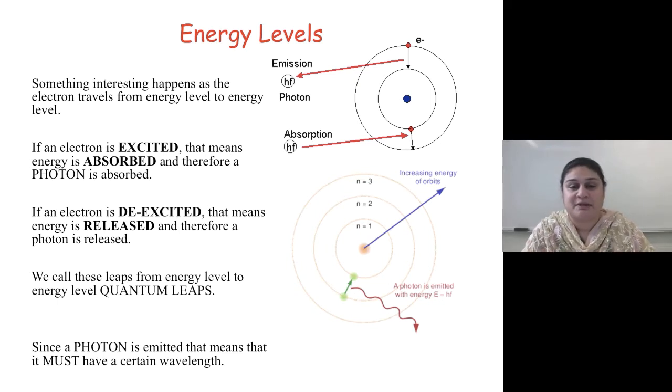Something interesting happens when electrons travel from one energy level to the next. If an electron is excited, that means the energy is absorbed, therefore a photon will be absorbed, and the electron will go from an inner circle to an outer circle. If an electron is de-excited, it means that the photon will be released and the electron will jump from a higher energy level to a lower energy level. We call these leaps from energy level to energy level quantum leaps. Since a photon is emitted, that means it must have a certain wavelength.